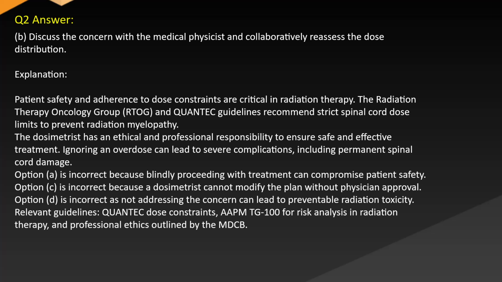Option A is incorrect because blindly proceeding with treatment can compromise patient safety. Option C is incorrect because the dosimetrist cannot modify the plan without physician approval. Option D is incorrect as not addressing the concern can lead to preventable radiation toxicity. Relevant guidelines: QUANTEC dose constraints, TG-100 for risk analysis in radiation therapy, and professional ethics outlined by them.